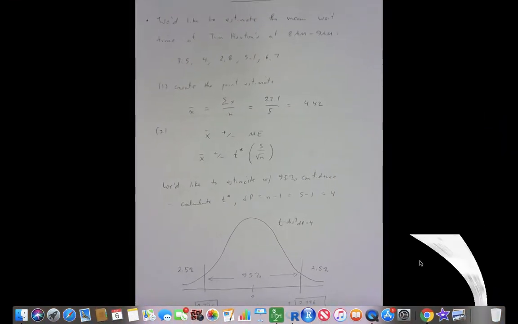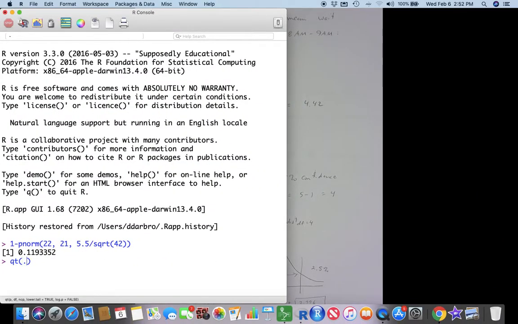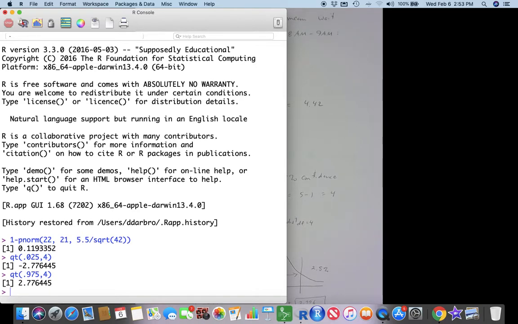So guys, I do that by putting in 0.025, degrees of freedom 4, and I can see that I get negative 2.776445, which is what I have on the sheet of paper. To find the other, I can just use the positive of it because I have symmetry, or if that doesn't do it for you, I can put 0.975 because that would be the area below the upper part of the 95%. So I get 2.776445, same thing except positive.